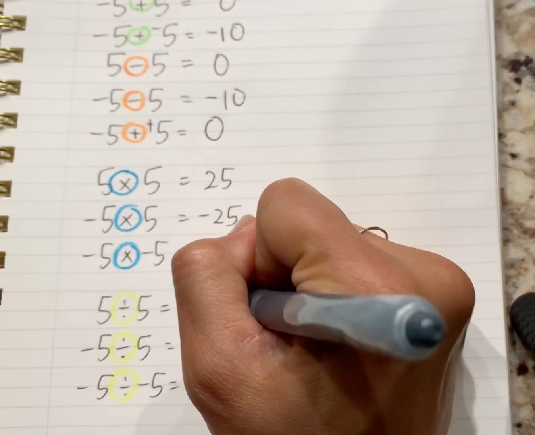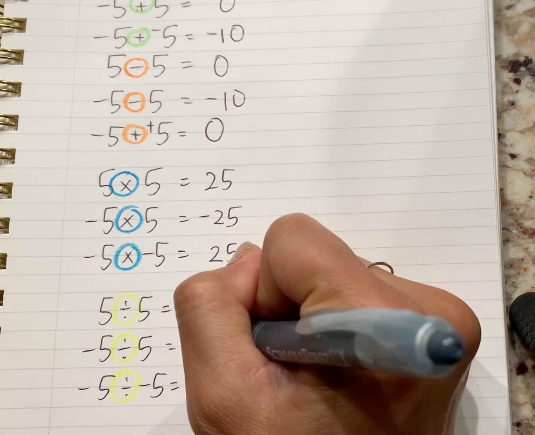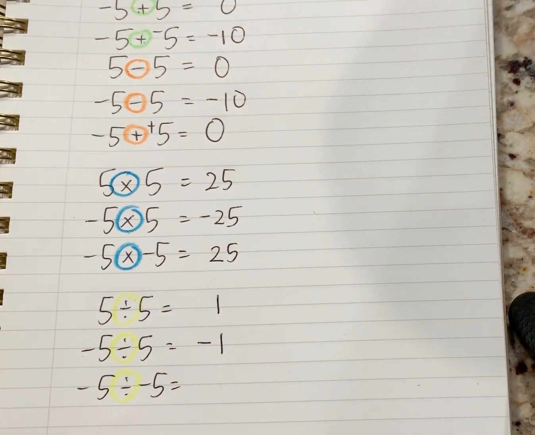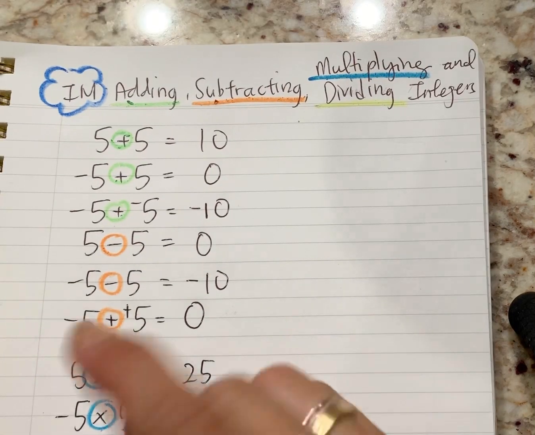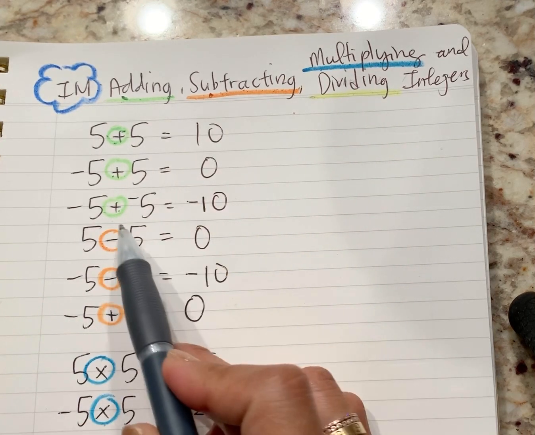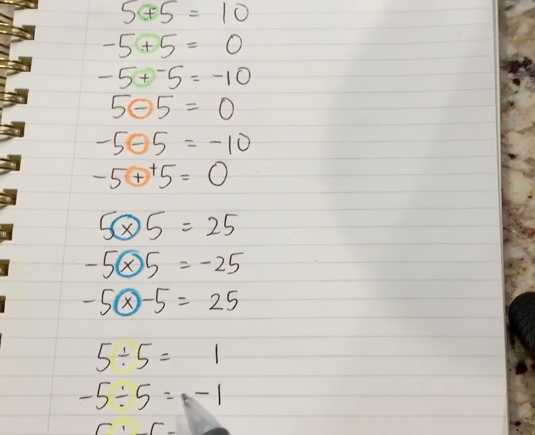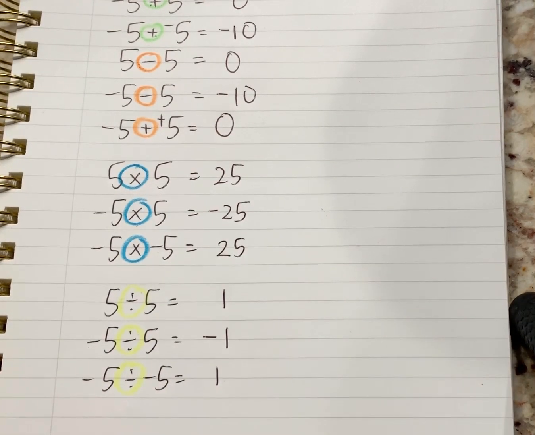5 divided by 5 is 1. Negative 5 divided by 5, remember we said the quotient is going to be negative 1. And finally, negative 5 divided by negative 5, the quotient is going to be positive. Okay, so I have reviewed for you today addition of integers, subtraction of integers, multiplication, and finally division of integers.